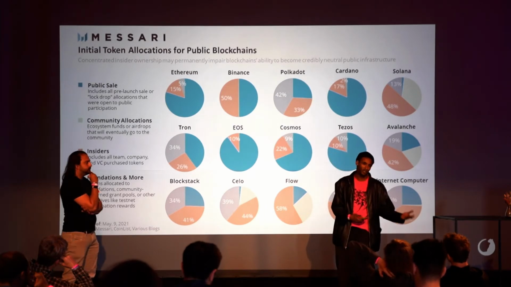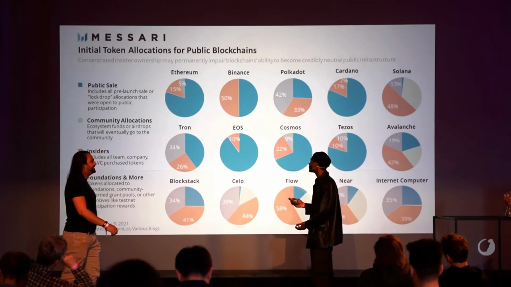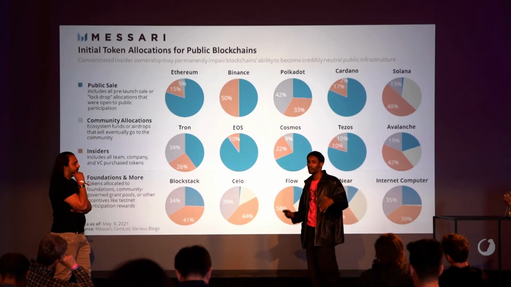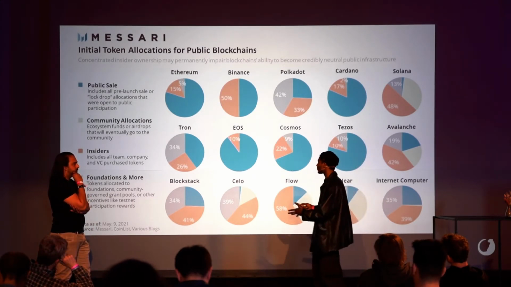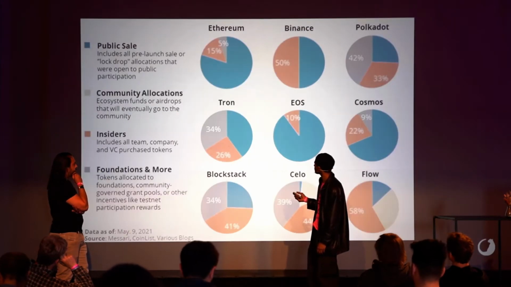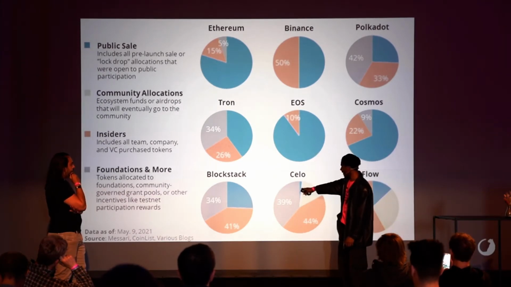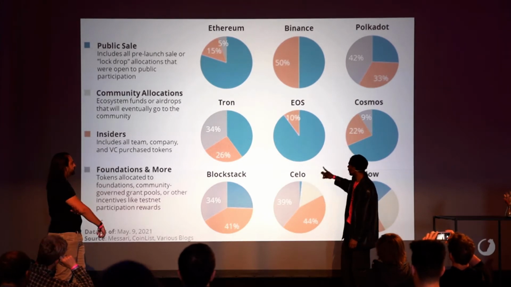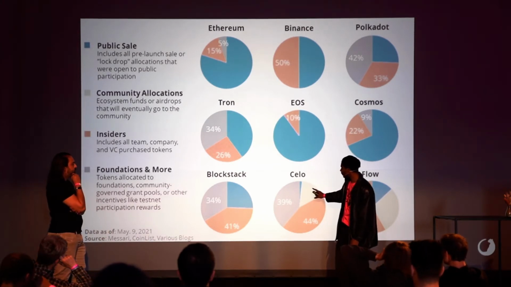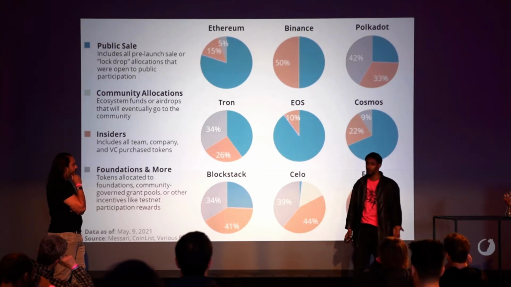I've heard war stories from the Tezos community. I've heard war stories from ETH and everyone really. But let's take a moment to look at how these architectures are laid out and what actually causes this reality of, where does the roadmap come from for a layer one? If we look zoomed in, you can see Celo had a not very big public sale. Then the Foundation allocated 39%, and 44% was allocated to insiders, which once again includes team, company, and VC purchase tokens.